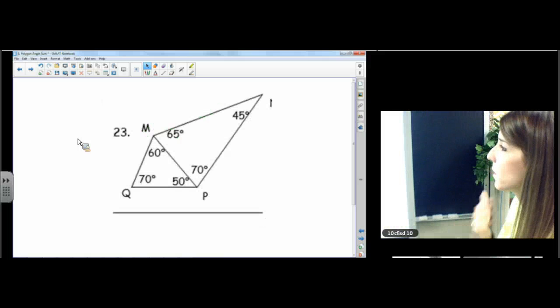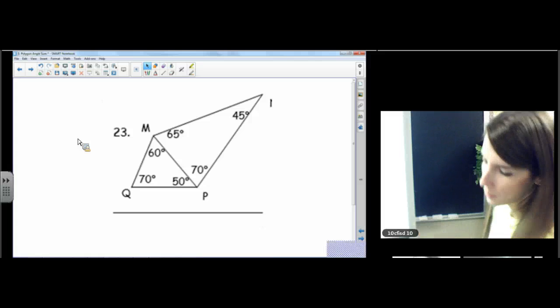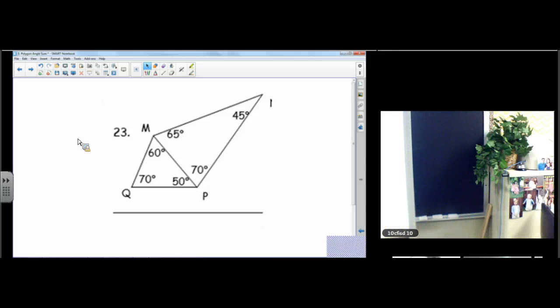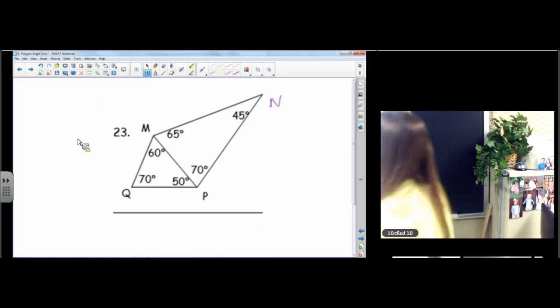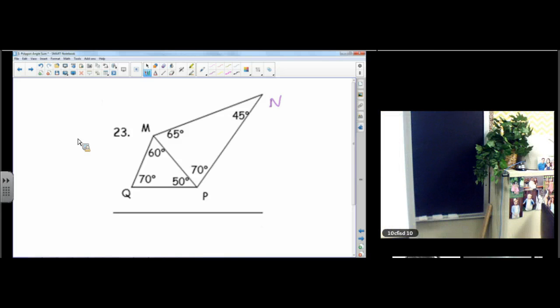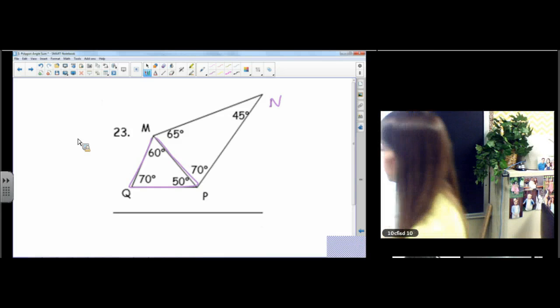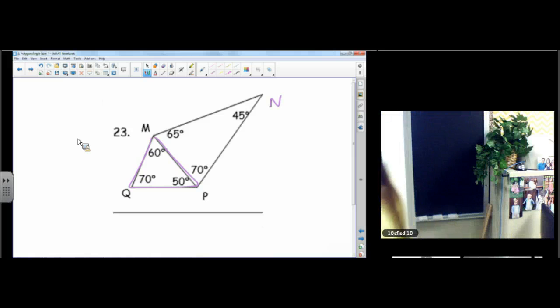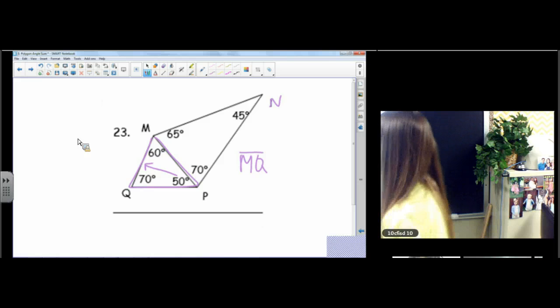All right, on 23 we have all the angles. That's wonderful. We have all the angles. This got cut off. This is an N. So we're going to list the sides from shortest to longest. Remember, you have to work one triangle at a time. I'm going to pick the one that looks smaller, right? So the shortest side would be across from 50, MQ. That would be the shortest side.